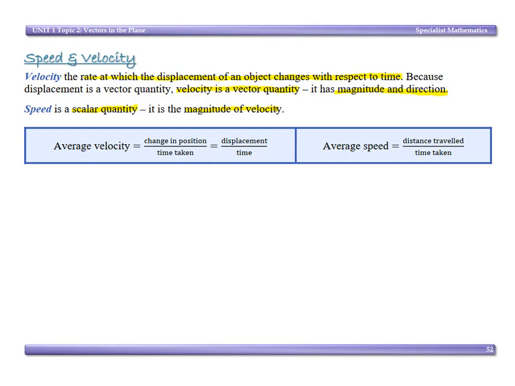Now to work out these things, average velocity is change in position over time taken, and our change in position is our displacement. Average speed is just distance travelled over time taken.